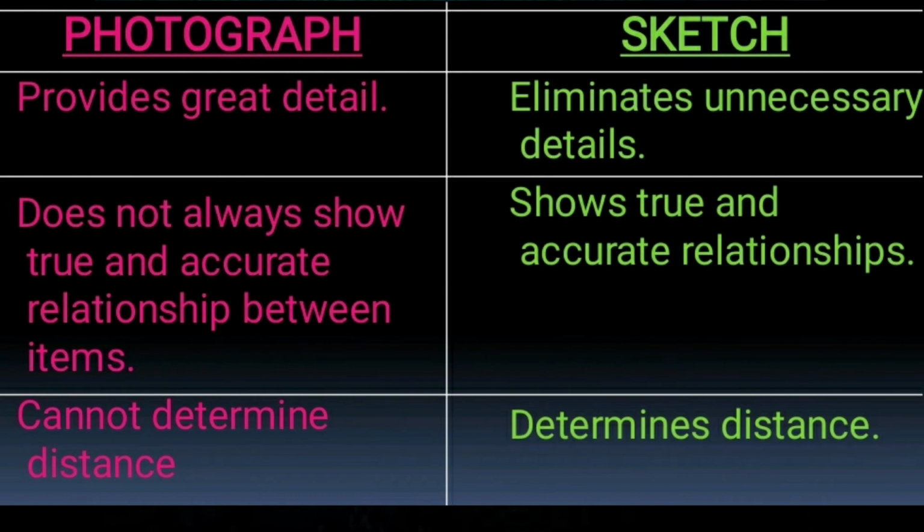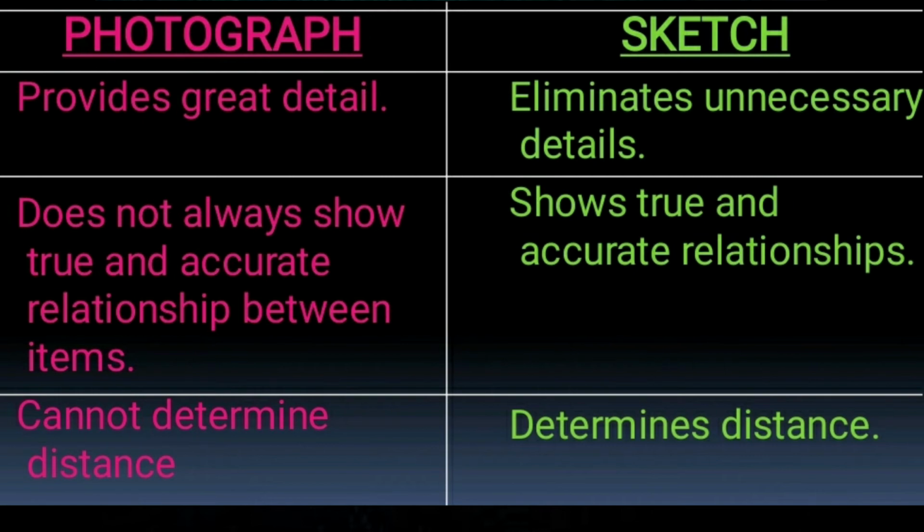And photograph does not always show true and accurate relationship between items, no? Hindi po accurate yung pong relationship nila, no? While sketch shows true and accurate relationship because of the measurements provided therein. Okay? Then photograph cannot determine the distance, no? And sketch determines the distance because of the measurements that is provided in the sketch. Yan. So, yun po yung kagandahan naman ng sketch over the photograph.